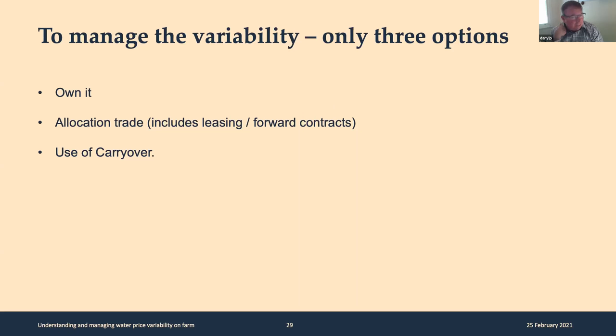So managing variability, really there's only three options. You can own it, you can allocation trade, and I include leasing and forward contracts as part of the mix of the allocation trade, and we can use carryover, and I've touched a bit on carryover already.